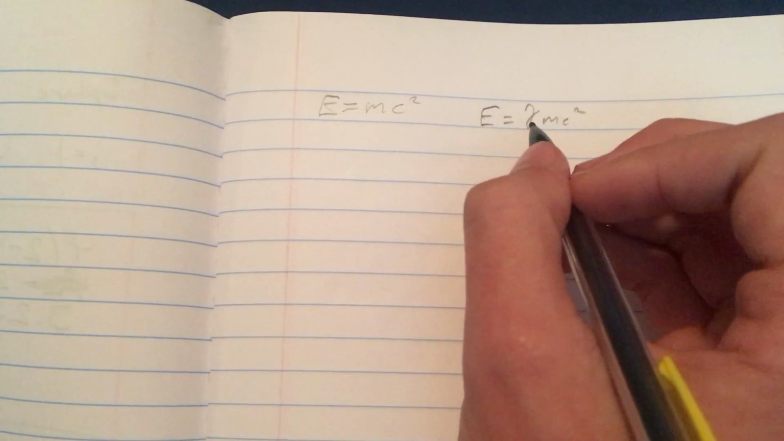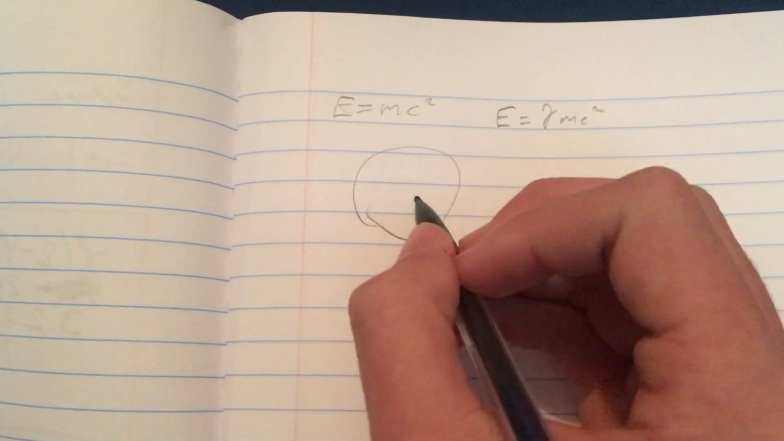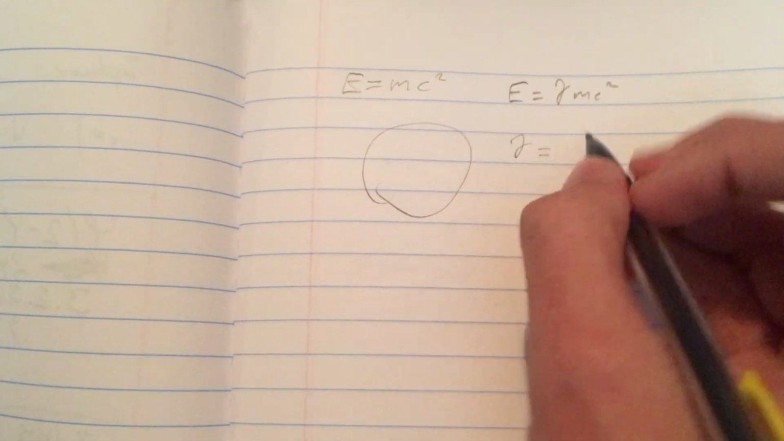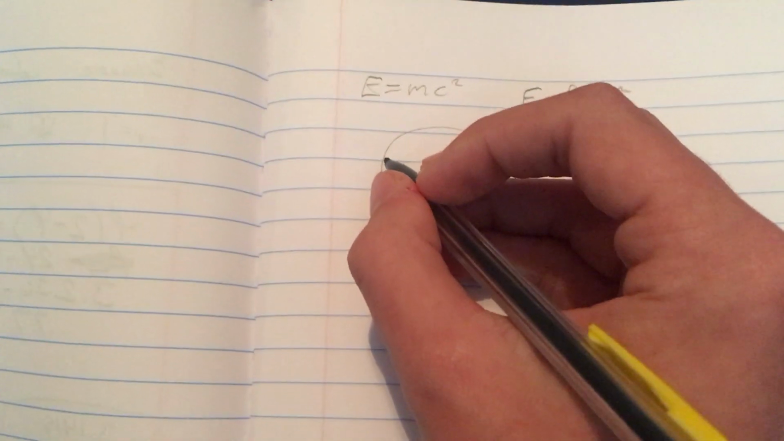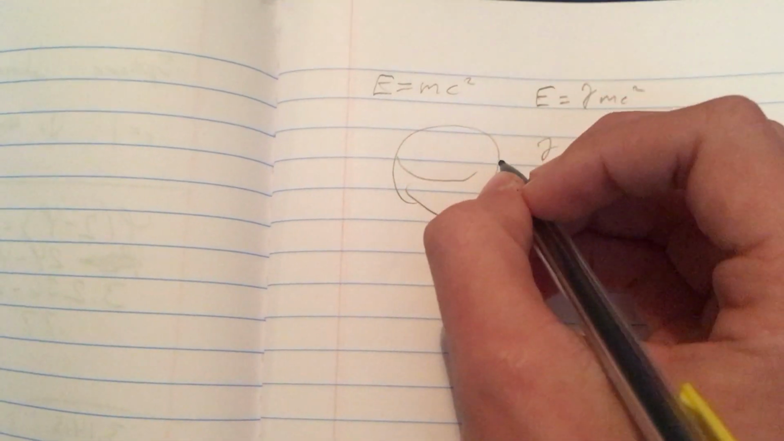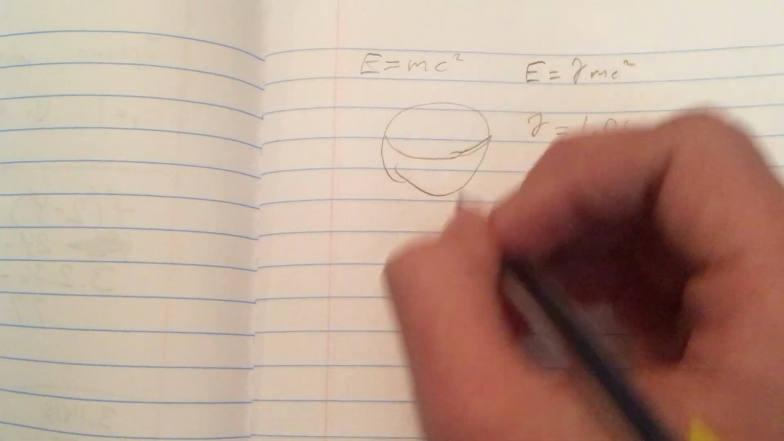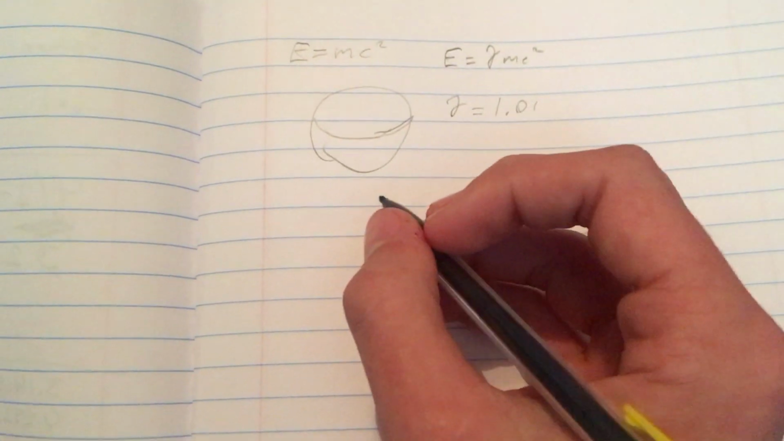Well, gamma, for something, let's say you have the Earth, for gamma to equal even just 1.01, something would have to move across the entire circumference of the Earth in under 1 second. So it's not really used that often, but if you want to be more accurate, that's what you use.